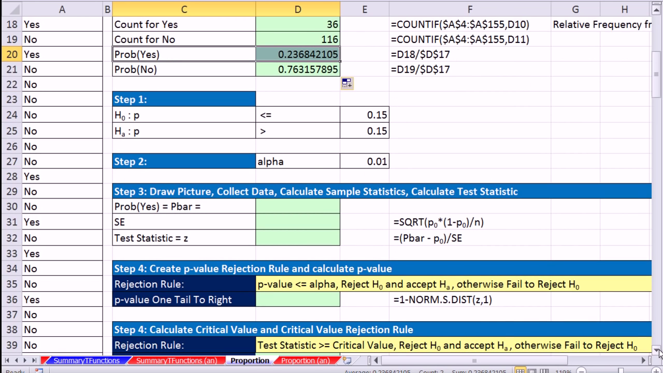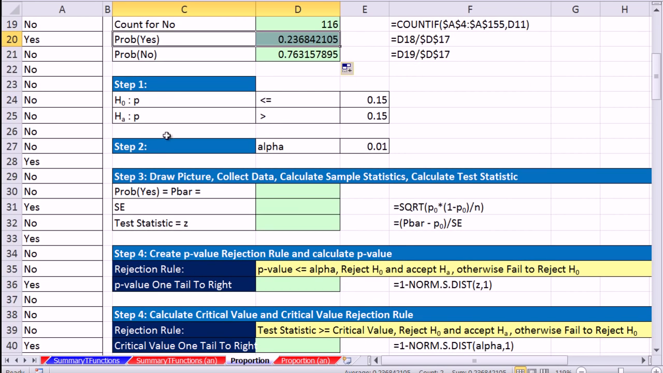So we come down here. We have step 1, step 2, step 3. We have our 0.2368. That'll be our P bar. We have to calculate standard error. And the formula is page 28 in the PDFs, but here it is right here. We've done this in earlier chapters.